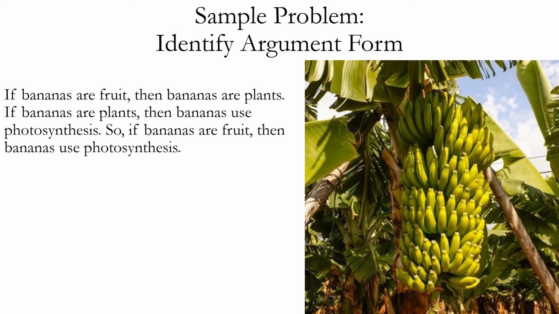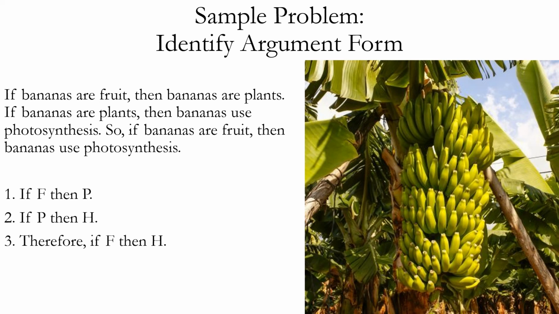Another sample problem. If bananas are fruit, then bananas are plants. If bananas are plants, then bananas use photosynthesis. So, if bananas are fruit, then bananas use photosynthesis. So we're going to begin by looking at the general logical structure of the argument. This argument has the form if F then P, if P then H, therefore if F then H.